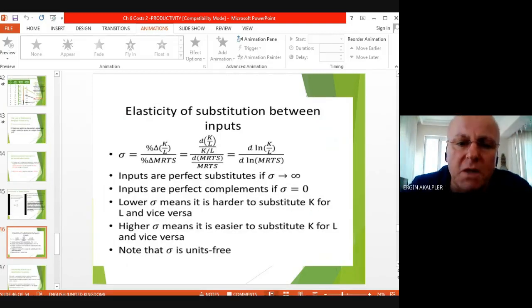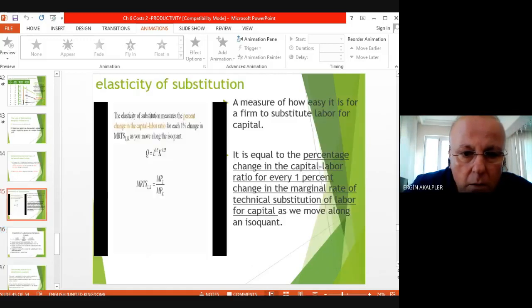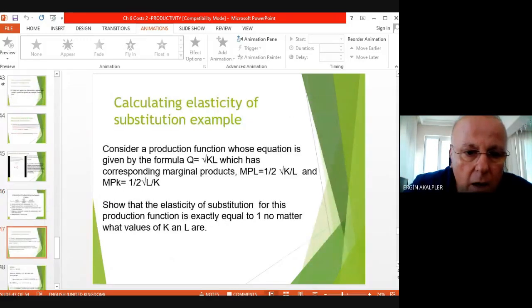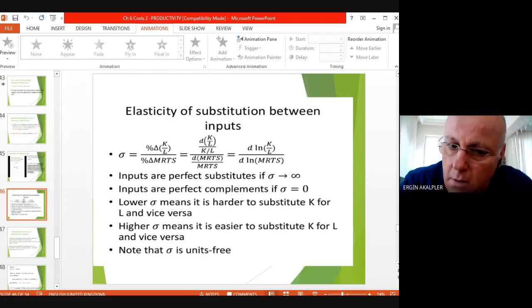The elasticity of substitution between inputs can be illustrated here. Sigma is equal to the percentage change in the capital to labor ratio divided by the percentage change in the marginal rate of technical substitution, which is delta K over L divided by K over L, divided by delta MRTS divided by MRTS, equal to d ln K over L divided by d ln MRTS. Inputs are perfectly substitutable if sigma is infinite.